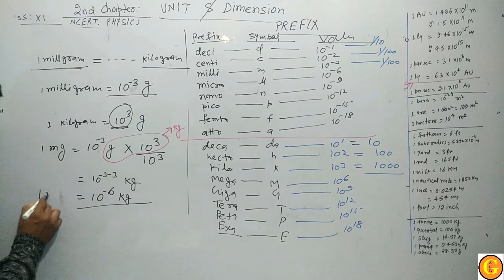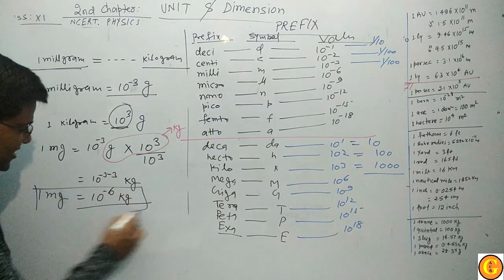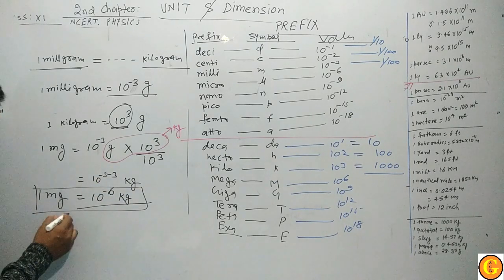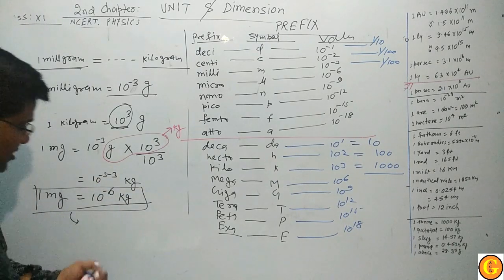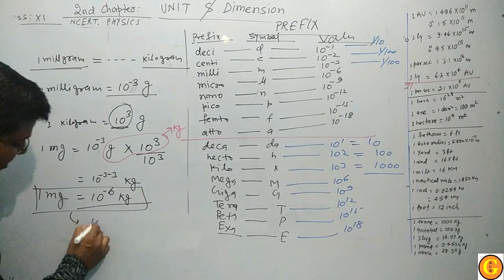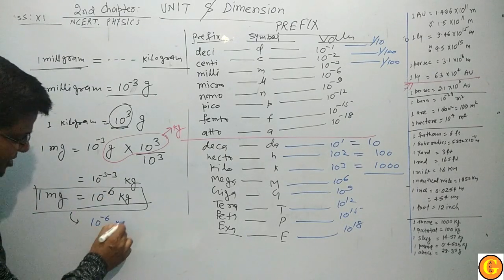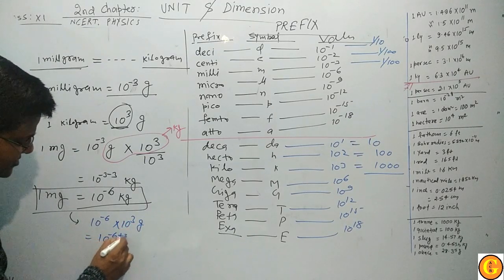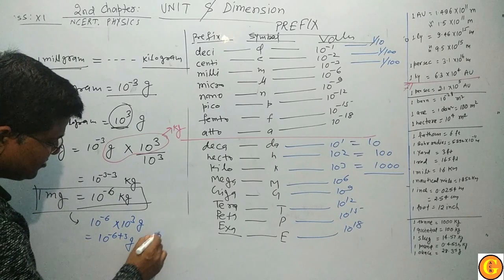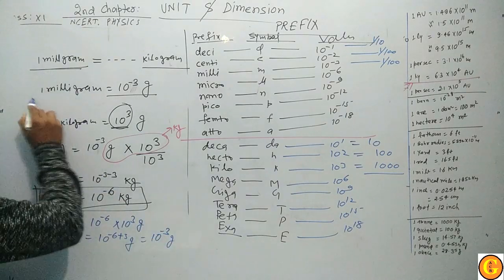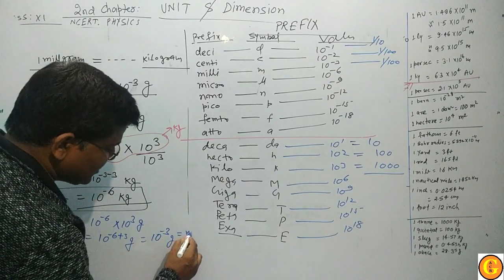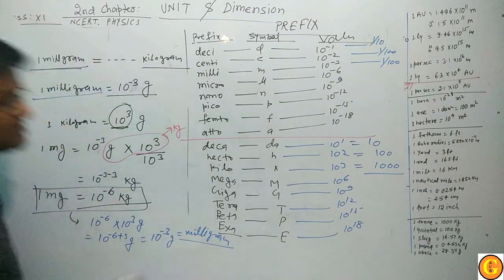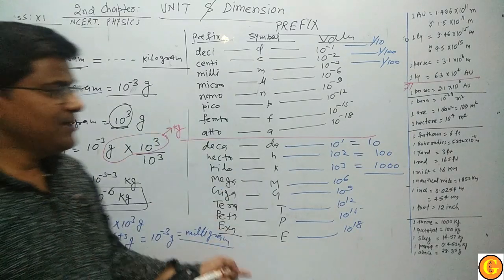Means in 1 milligram there is 10 to the power minus 6 kilogram. Just check it. How can I check? 10 to the power minus 6 kilogram, and kilo means 10 to the power 3 gram. Then again it becomes 10 to the power minus 6 plus 3, which is equal to 10 to the power minus 3 gram, and this is the milligram. I hope you understand the use of prefix.